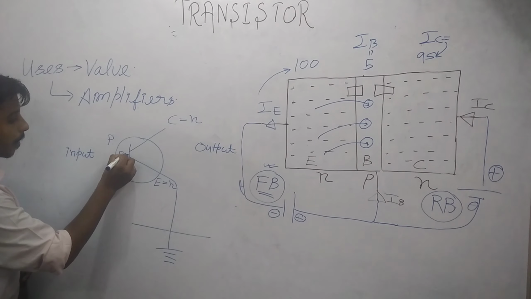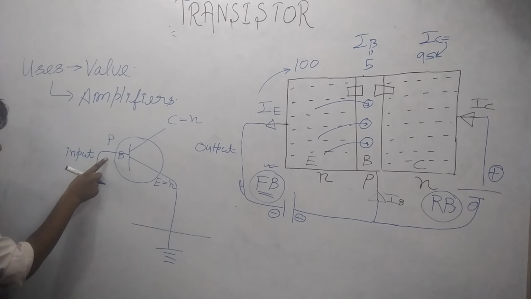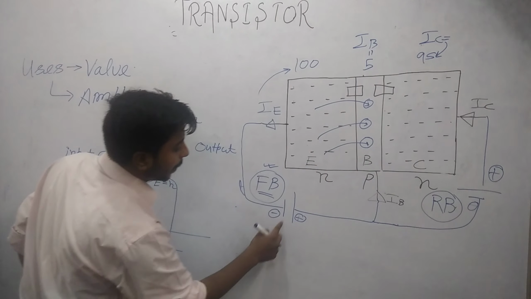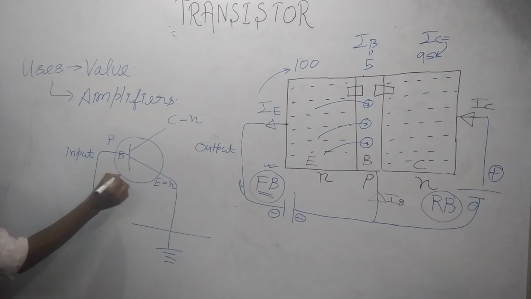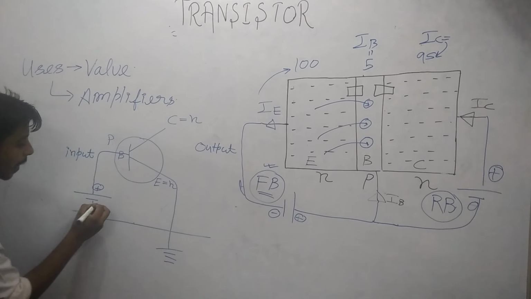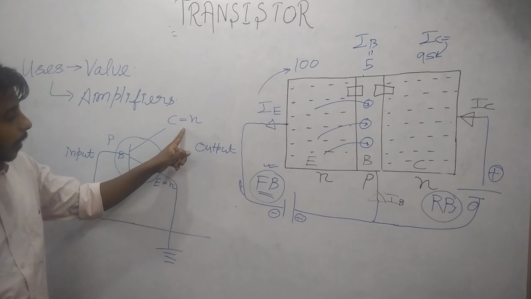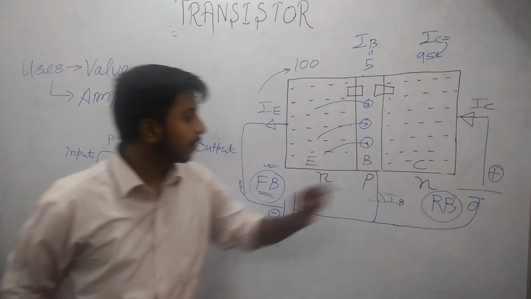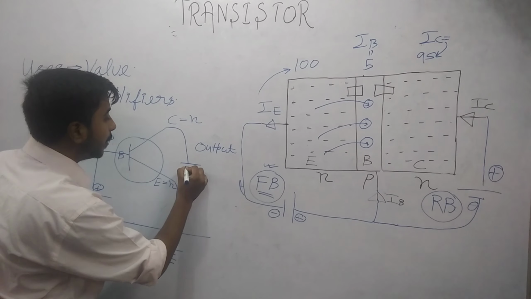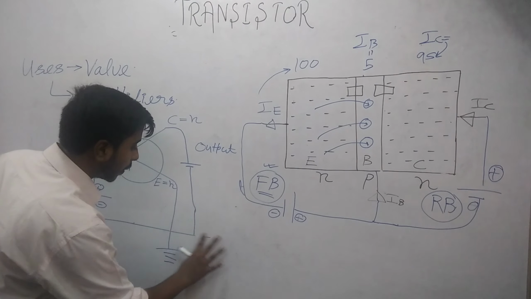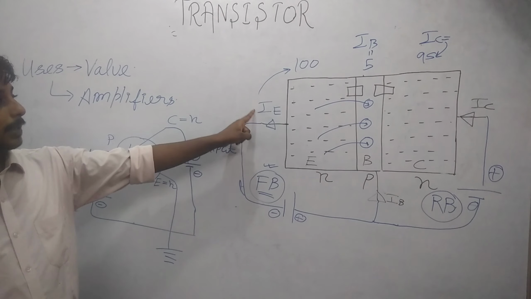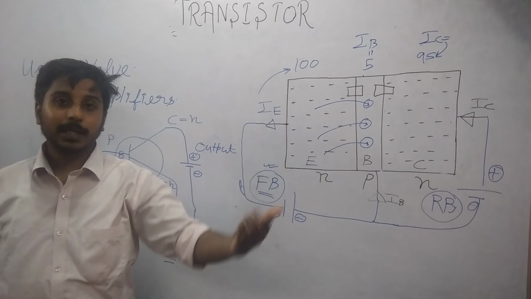Now you can see that this is base and this is emitter. Base and emitter were in forward bias condition, which means positive to P and negative to N. Okay, now the collector and base were in reverse bias condition, which means positive to N and negative to P. Okay, now from this, we can say that the current in the emitter is 100%.